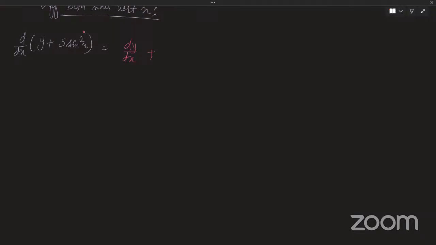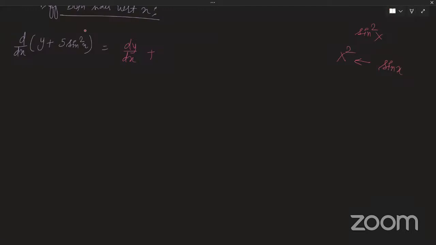Okay. After that, you have got d by dx of 5 sine square x. So you have got 5 into sine square x. Can you think about it? How sine square x? So which function is inside which function? We have done this earlier also. Inside x square, sin x is inserted.